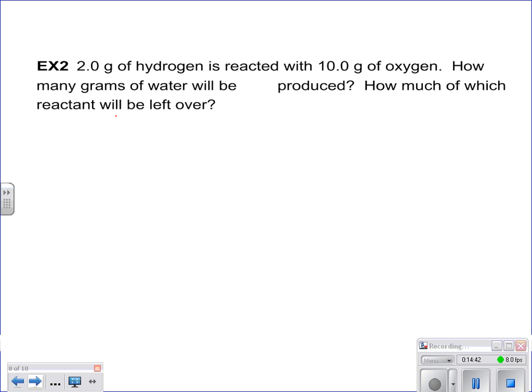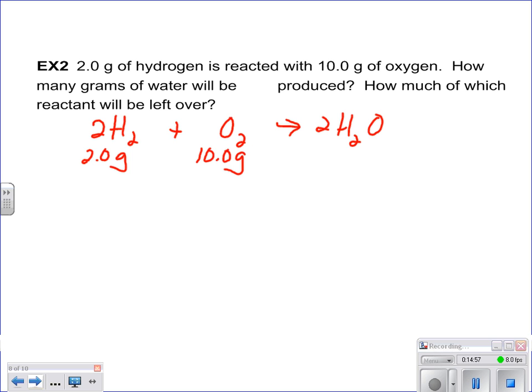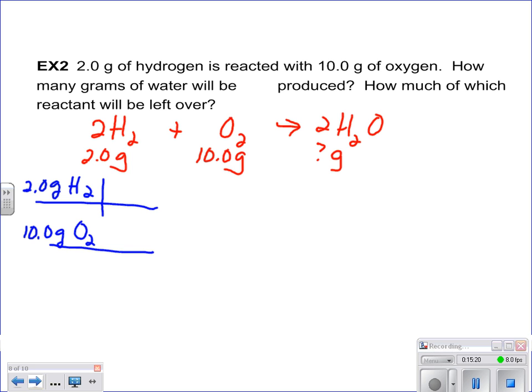Here we've got hydrogen plus oxygen gives us water. And we know that we're starting with 2 grams of hydrogen and 10 grams of oxygen, and the question is how many grams of water are we going to produce? So there's what we know. We take each of those grams and we're going to take them and convert to moles.